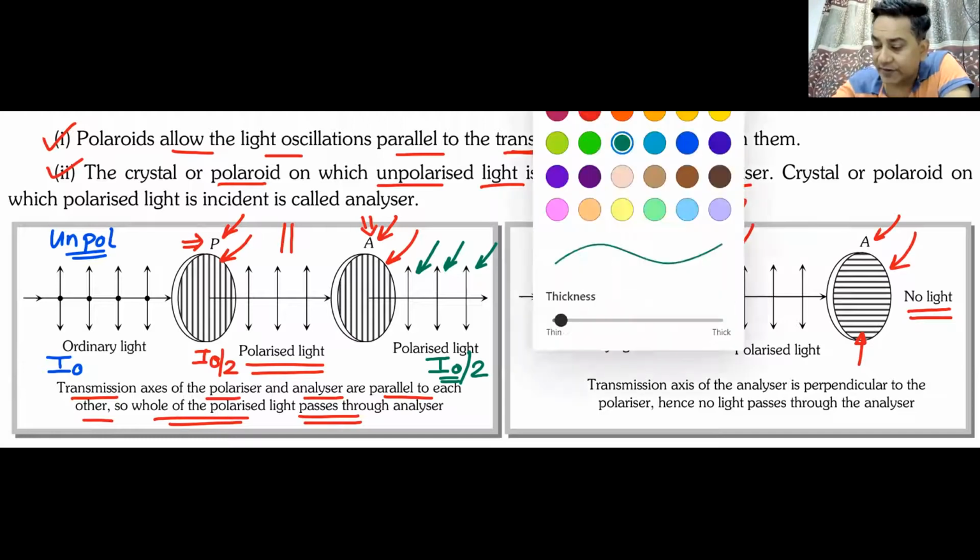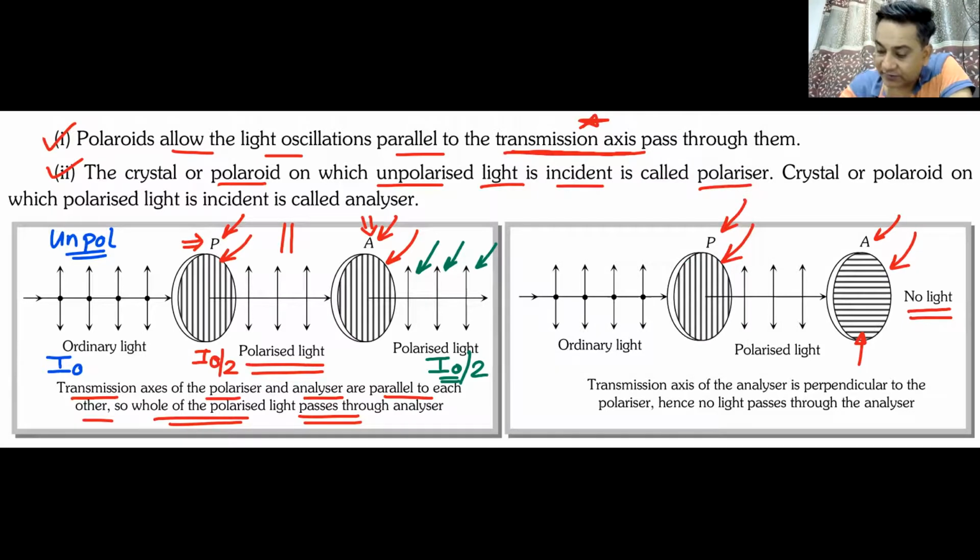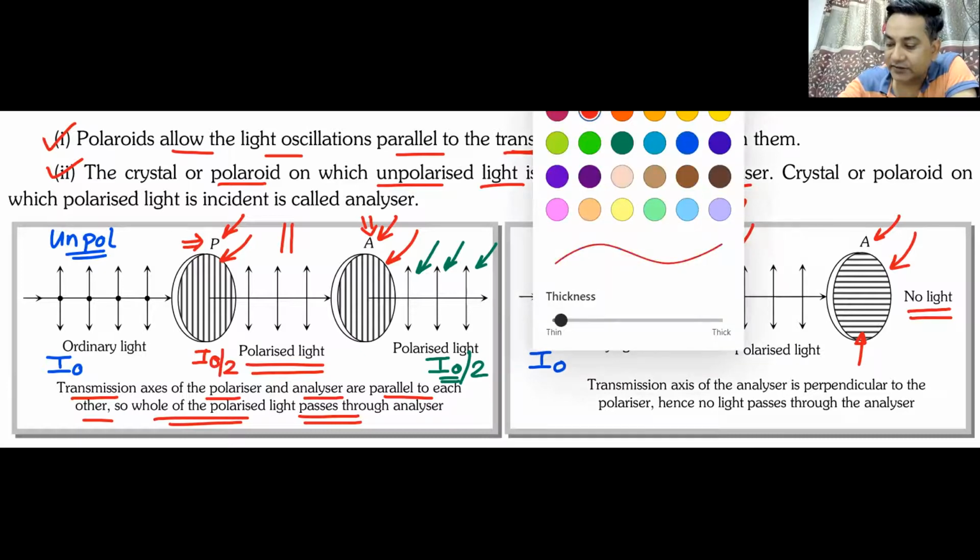Now, if I ask the same question here, this is unpolarized light, U, ordinary light. If the intensity of this light here is I naught, what will be the intensity after the polarizer?